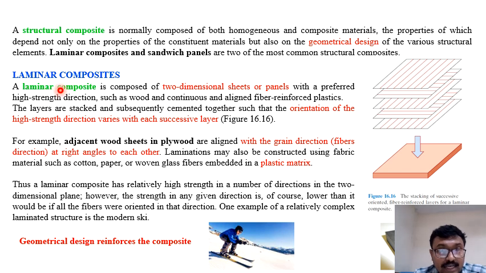What is a laminar composite? A laminar composite is composed of two-dimensional sheets or panels with a preferred high-strength direction, such as wood and continuous aligned fiber reinforced plastic. The layers are stacked and subsequently cemented together such that the orientation of the high strength direction varies with each successive layer. For example, adjacent wood sheets in plywood.